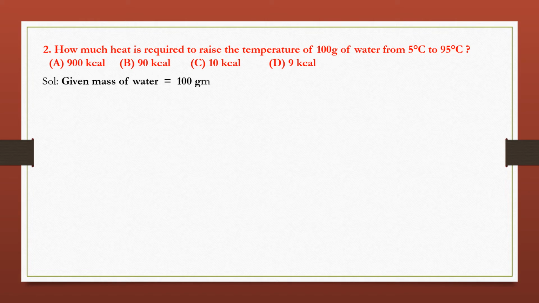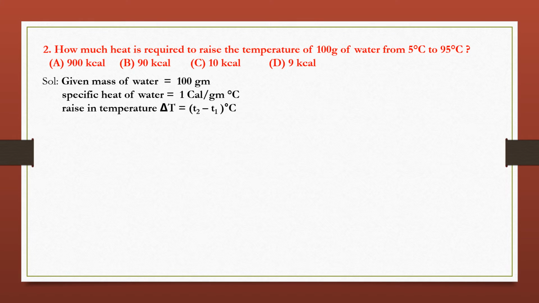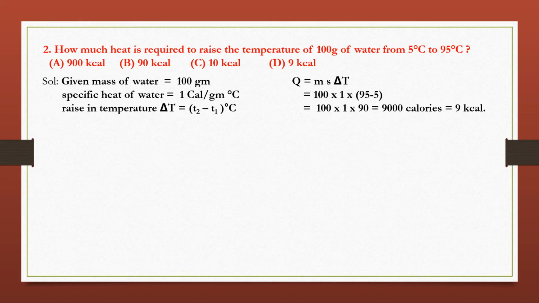Given mass of water as 100 grams, specific heat we know is 1 calorie per gram per degree Celsius, rise in temperature, that is ΔT, is final temperature minus initial temperature. Now substitute these values in the formula Q = mSΔT. So we get the answer as 9000 calories, that can be written as 9 kilocalories because 1 kilocalorie is equal to 1000 calories. So the correct answer is option D.